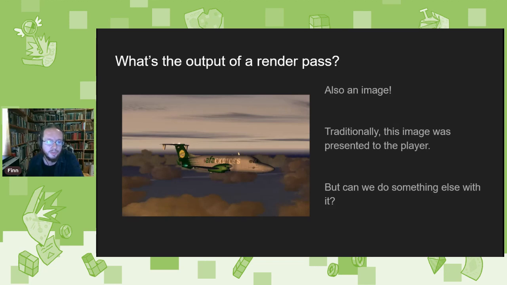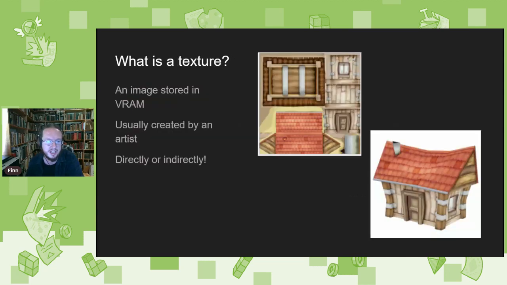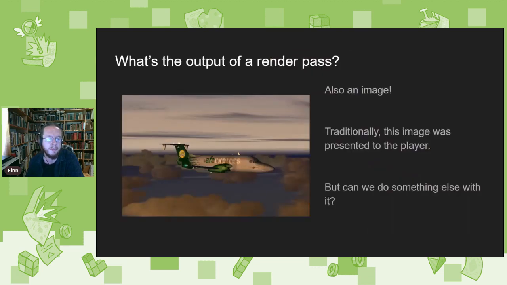But you'll notice this juxtaposition. A texture is an image stored in VRAM, and the output of a render pass is an image stored in VRAM. So what can we do with this? We can create a thing called off-screen rendering. That is to say, we're going to render to an image, and then we're going to use that image as a texture for more rendering.